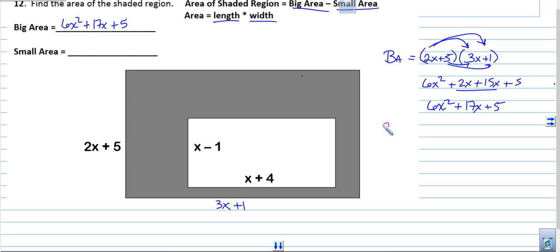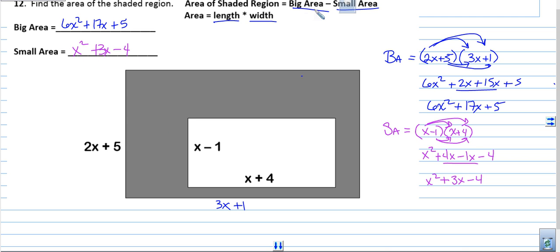To get the small area, you do x minus 1 times x plus 4. And you got x times x, x times 4. So that's x squared plus 4x. And minus 1 times x is negative 1x. And minus 1 times 4 is negative 4. Like terms, x squared plus 3x minus 4. And so I got that x squared plus 3x minus 4.